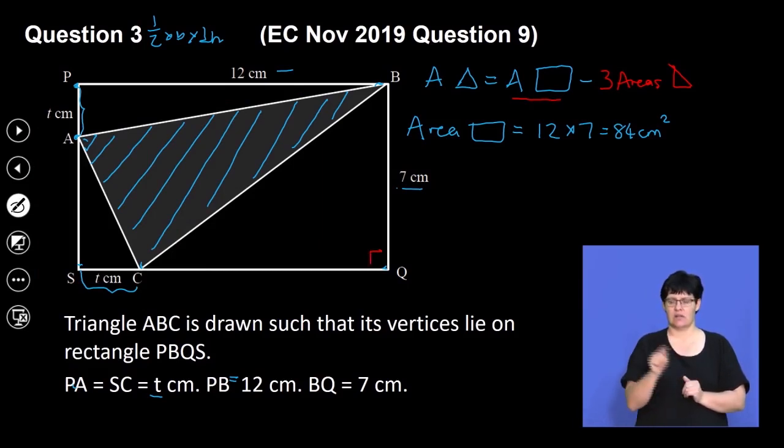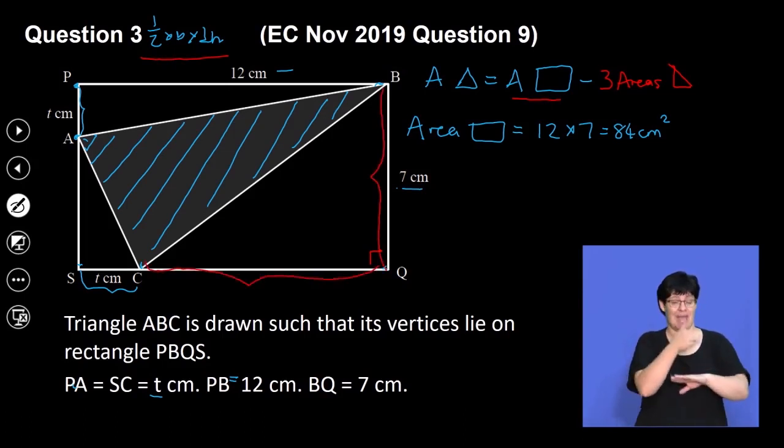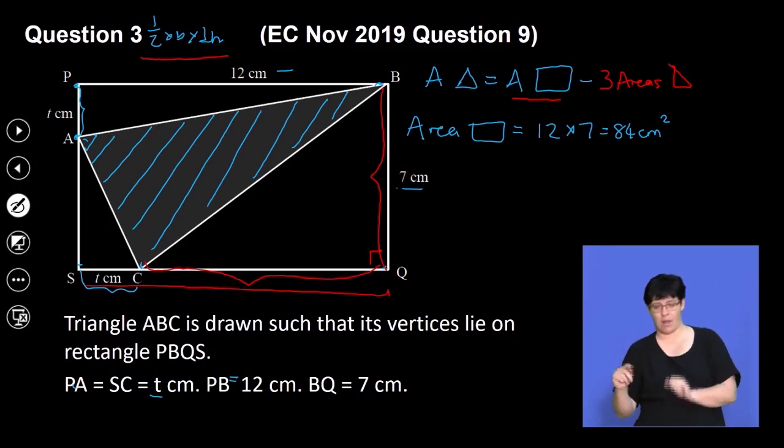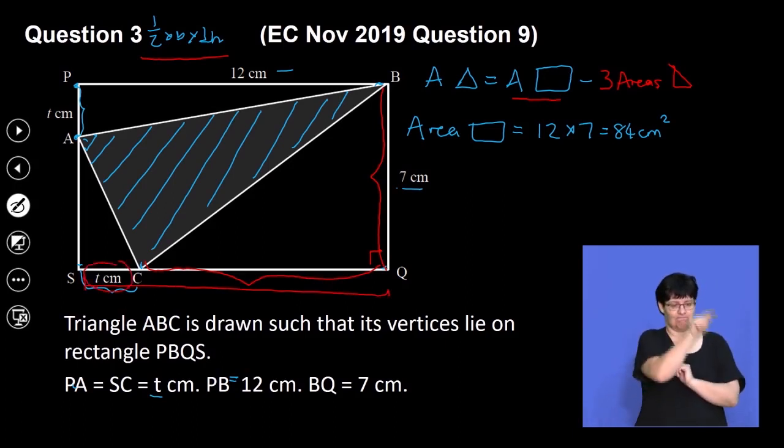Okay, so as I said, this is a right-angled triangle. So for each triangle, I need to know the base and the perpendicular height. So the perpendicular height is 7. This over here, which is the base, that is equal to the length of the rectangle, which is the 12, this whole length, minus the t over there. So that is 12 minus t, and that is 7.